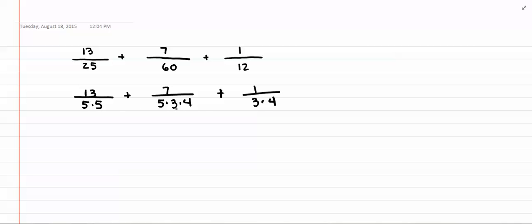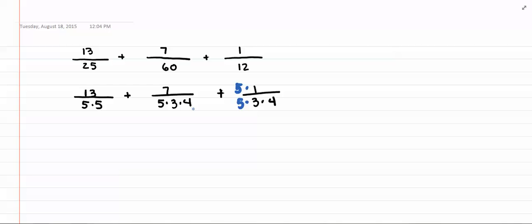Because now when I look for a common denominator, I notice that these two denominators have 3's and 4's in it, but this guy's missing a 5. If I put a 5 on the bottom here, then I have to multiply the top by 5.